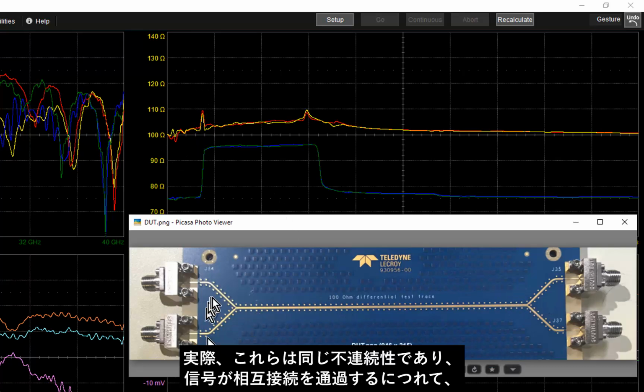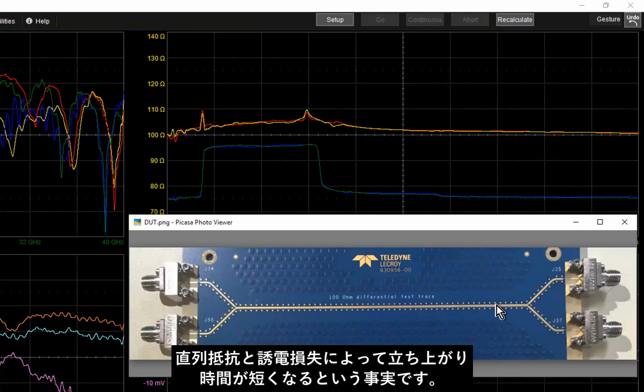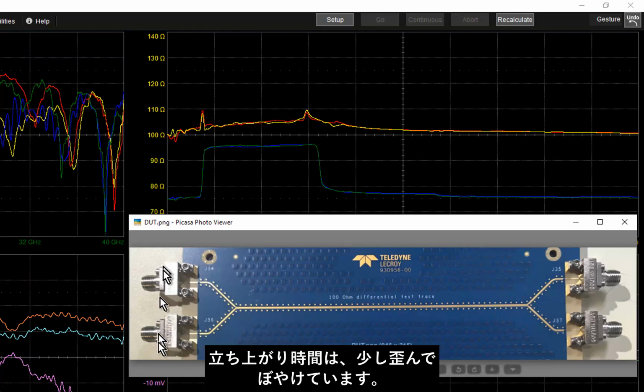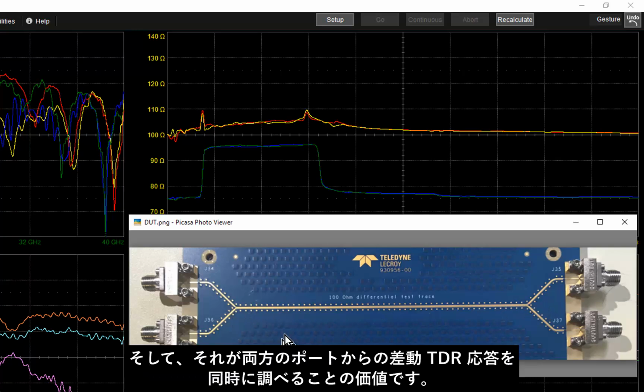It's the fact that as that signal travels down the interconnect, the rise time is decreasing because of the series resistance and the dielectric loss. And so the rise time when it reaches this discontinuity, looking at it from port 1, has been distorted a little bit and smeared out. And that's the value of looking at the differential TDR response from both ports at the same time.